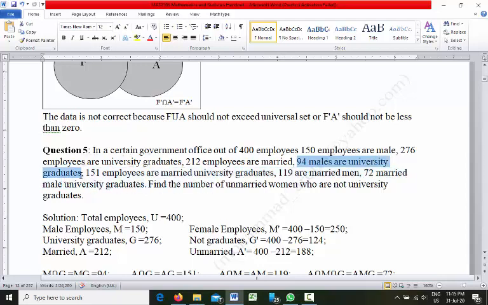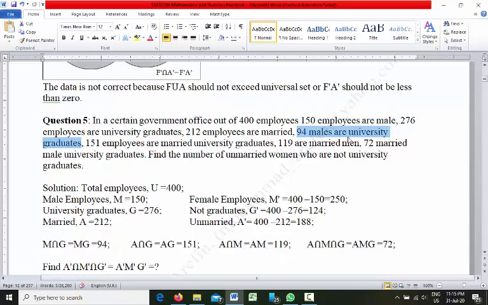So 94 employees are both male, that is M, and university graduate, that is G. That is M intersection G, or MG in short, which is 94. That is, 94 employees are male and graduate.